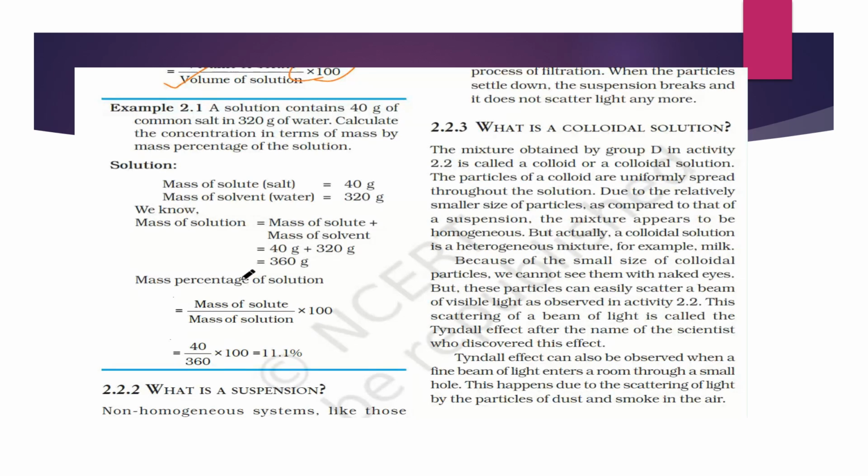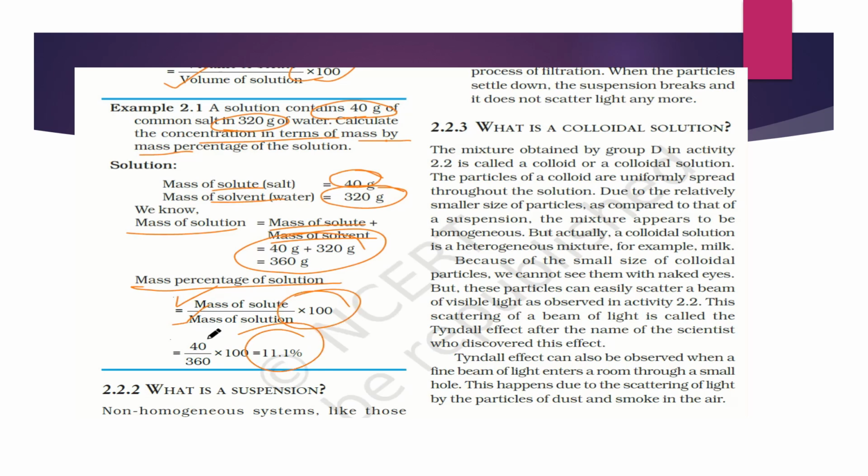They have given you a few examples. Let us see: a solution contains 40 gram of common salt and 320 gram of water. Calculate the concentration in terms of mass by mass. So the mass of the solute is this, the mass of the solvent is this. Mass of the solute plus mass of the solvent is the mass of the solution. So mass percentage of a solution is mass of solute by mass of solution into 100.